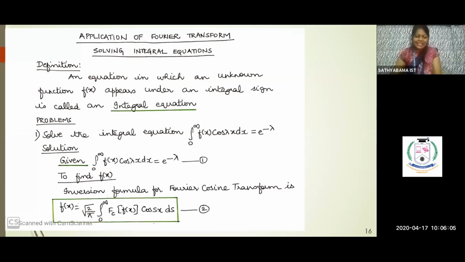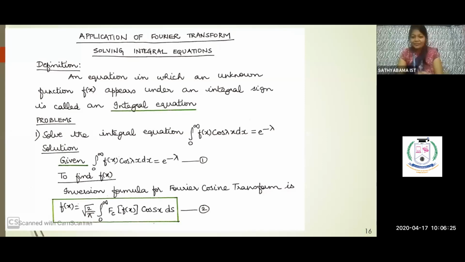All right, so read the question now. It says: solve the integral equation, integral 0 to infinity f of x cos lambda x dx is equal to e power minus lambda. This is the question. You're asked to solve this equation. Now, when you're asked to solve, what are you supposed to do? What is the objective of the problem?